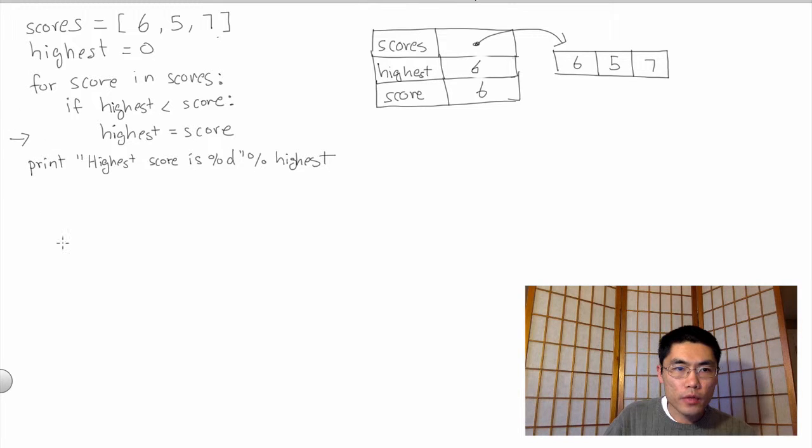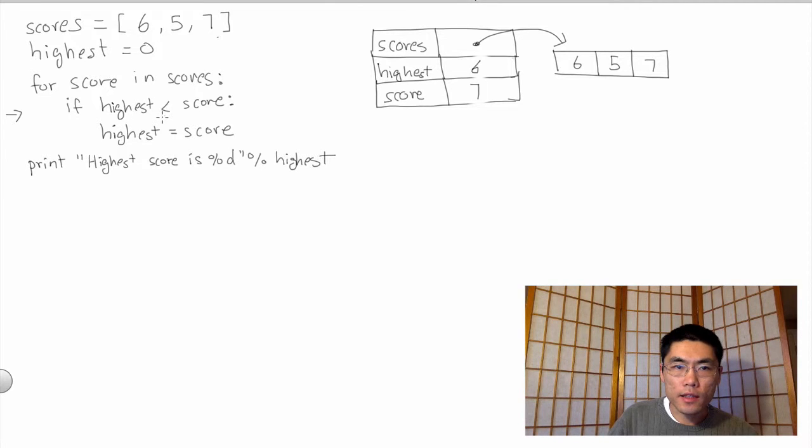Now we're going to move back to the top of the for loop because we're not done with each of the scores. We have just gotten done with the score of 6. Now we move on to the score of 5. Now, is highest less than score? Is 6 less than 5? No. So if this conditional clause is false, then we skip this next line. After skipping the next line, we come back again to the top of the for loop because we're not done with the scores yet. The next score in the list is 7. So we're going to set score to 7.